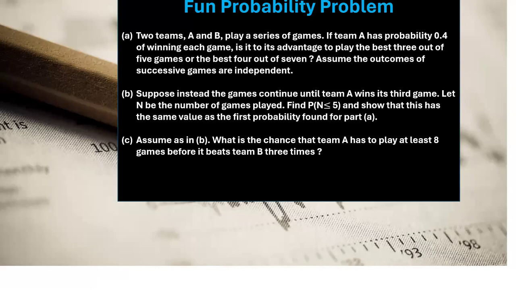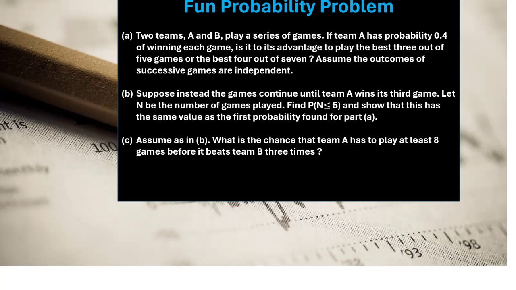So the first part, part A, says two teams, A and B, play a series of games. Team A has probability 0.4 of winning each game. Is it to its advantage to play the best 3 out of 5 or 4 out of 7? Assume the outcomes of successive games are independent.